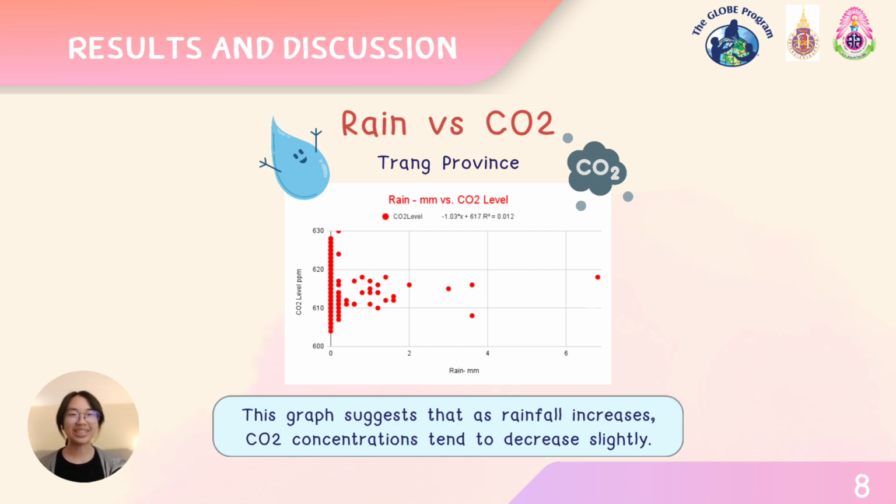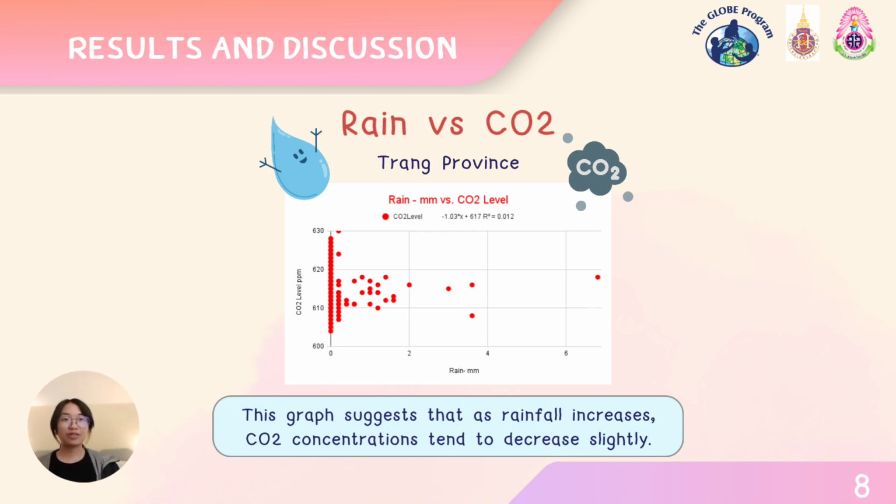For the next graph, or scatter plot, it's showing the relationship between rain and CO2 in Trang province. For the x-axis, it's showing rain in millimeters, and for the y-axis, it's showing the level of CO2 in ppm. This graph suggests that if the rainfall increases, the level of CO2 tends to decrease slightly. Let's say if there's no rain at all, the CO2 level is high. But if there's a lot of rain, or if it's raining, the CO2 level is pretty low.